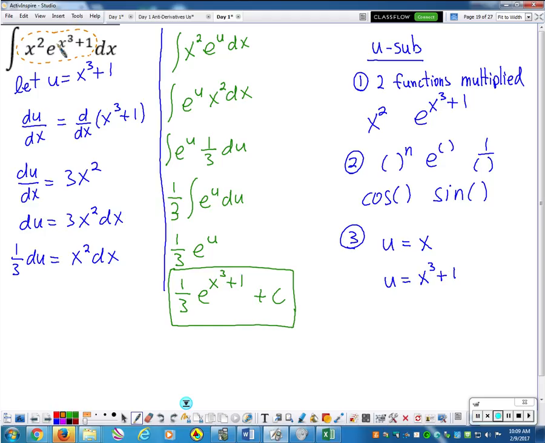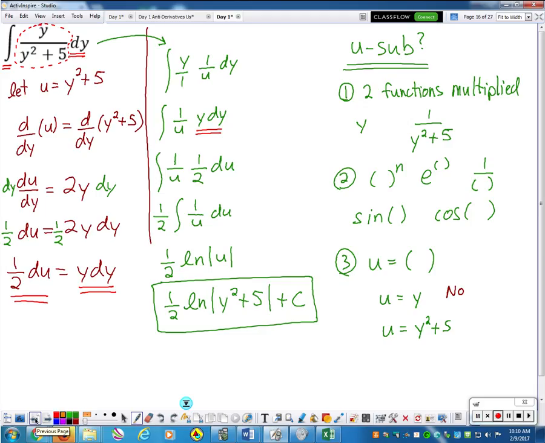So we chose U to be x cubed plus 1, correct? That means the U is a part of this function. I still have to think of two things being multiplied. But now, what I do for the trick is I just take the derivative of the U in my head. What's the derivative? 3x squared. Just ignore the 3, so you have x squared. That's this, every time. Let's go back to the last one.